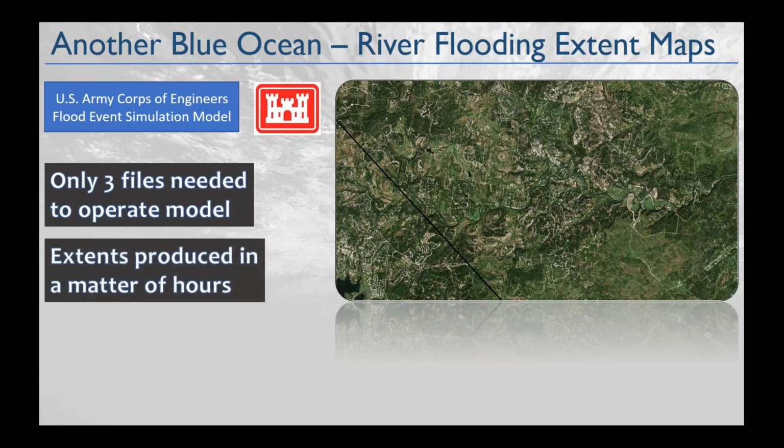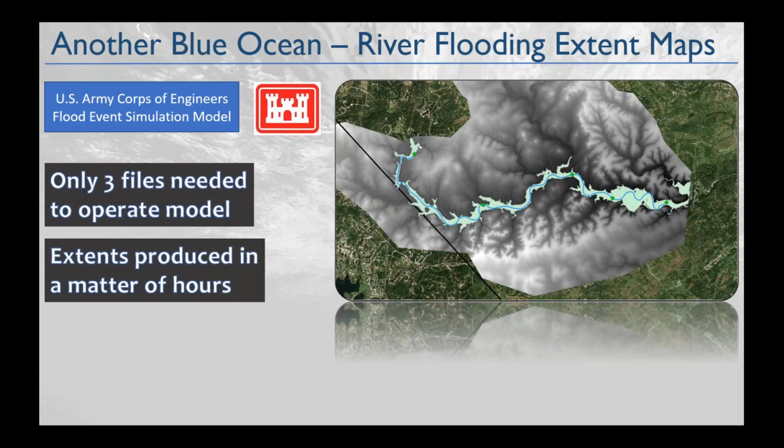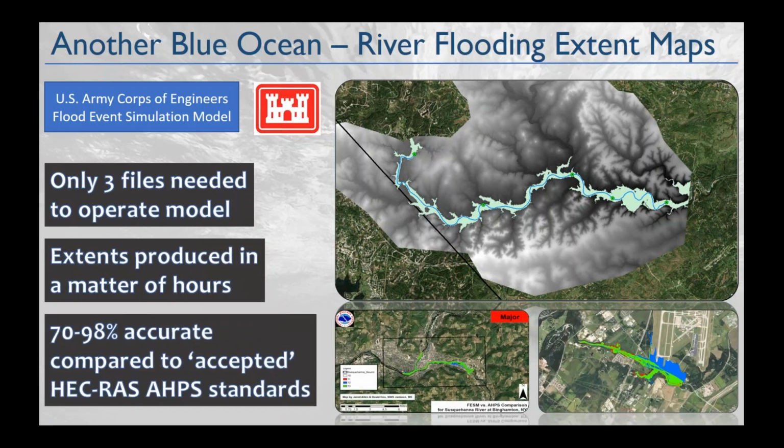So likely we'll be seeing a lot more activity on some of this coming from Central region a little bit, hopefully to get more involvement from us for the possibility of river flood extent modeling as well. So you only really need 3 files to operate this model. The extents are produced generally in a matter of hours to maybe a day or so, and have generally really good, reasonable accuracy. And actually, in some cases, have helped some of the HEC-RAS AHAP standards been improved in a couple instances as well. So be on the lookout potentially for hearing some more on that.